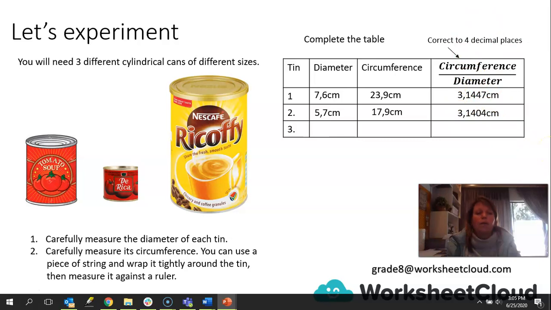Let's see what happens with the coffee can or the coffee tin, because that's so much bigger. Okay, so the diameter was 13,1 centimeters. The circumference is 41,2 centimeters. I take the circumference and I divide it by the diameter, and let's see what we get. 3,1450 centimeters. Okay, all very, very similar. I wonder if you got very similar answers to that. Remember, these need to be very carefully measured so that you are accurate.